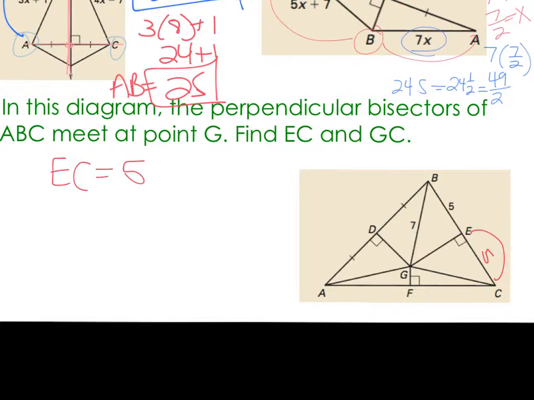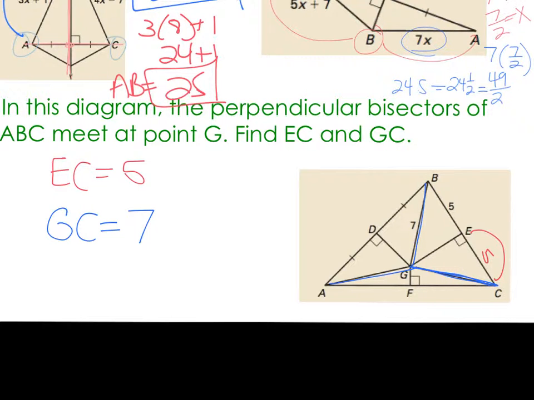And then it says find GC, which is here, which is the segment connecting the circumcenter to the vertices. So that would be equal to what? 7. It's equal to this, which is equal to this. Questions on any of that?